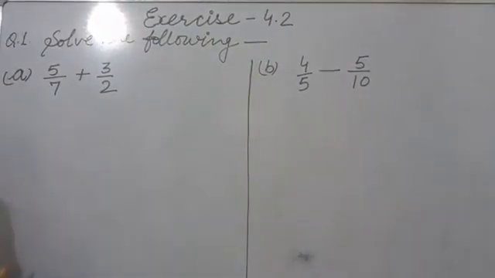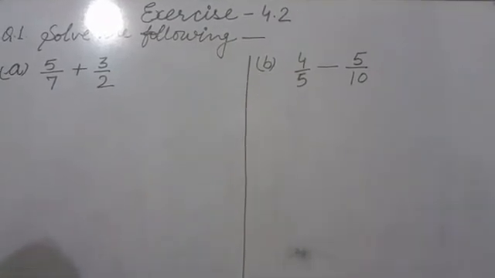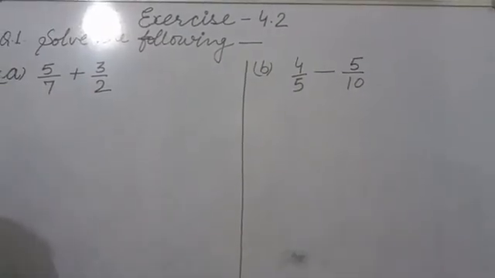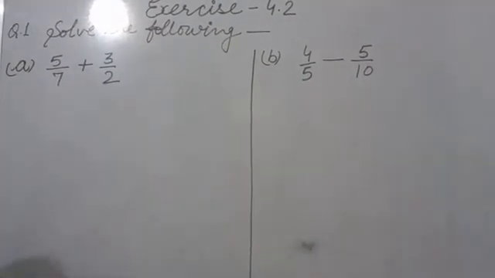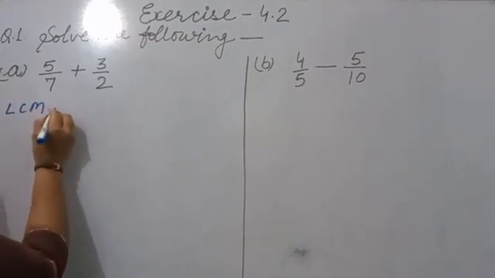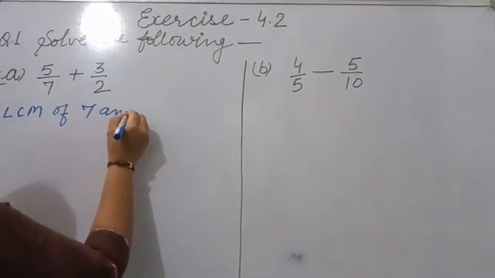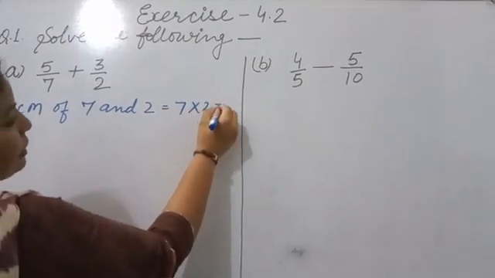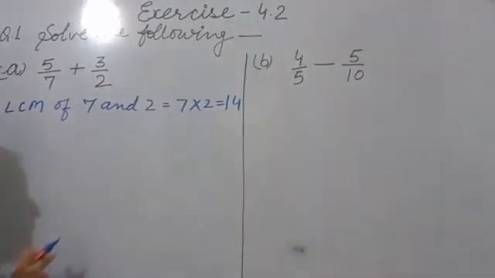7 and 2. Okay. So first of all we should find the LCM of 7 and 2. You can see that 7 and 2 both are prime numbers. Whenever you have prime numbers, you can directly find the LCM by multiplication. So firstly we find the LCM of 7 and 2, which equals 7 multiplied by 2, that's equal to 14.